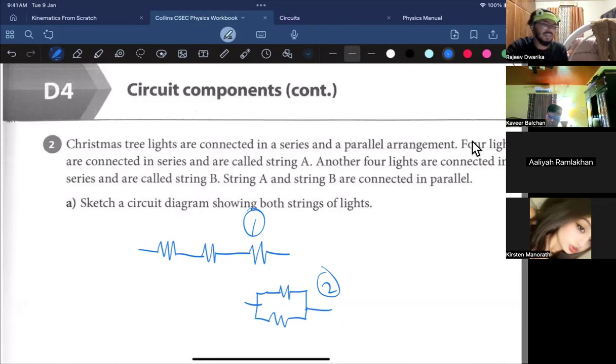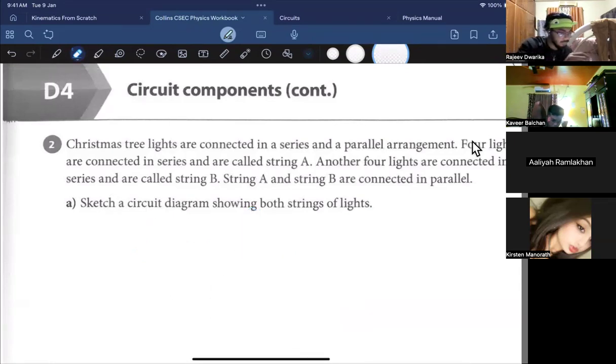The easiest way to figure it out is, in a series circuit, the current typically goes in one direction, one after the other, and in a parallel circuit, the current splits. Right? Aliyah, remember? All right. So 4 lights are connected in series. So we're going to have 4 bulbs, right?